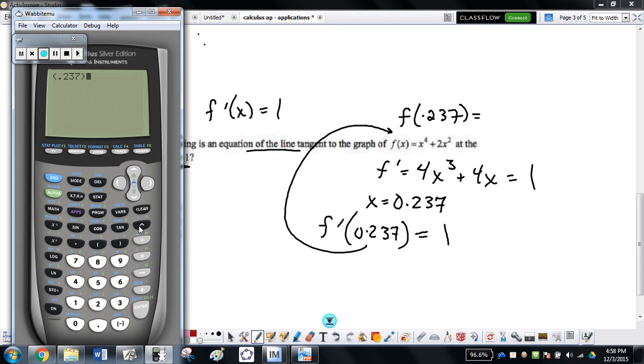0.237 to the 4th power plus 2 times 0.237 squared. Any of you seen The Shining? Yes. Room 237, very scary. 0.115.